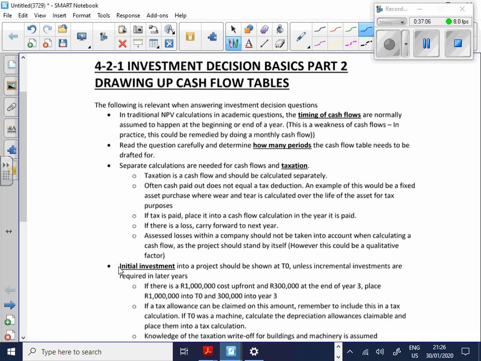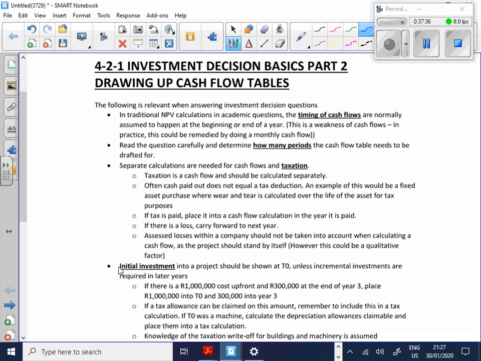Next. It says initial investments into a project should be shown at T0 unless incremental investments are required. If there's a 1 million cost up front and a 300,000 rand at the end of year 3, place 1 million into T0 and 300,000 into year 3. It says if a tax allowance can be claimed on this amount, remember to include this in a tax calc. If T0 was a machine, calculate the depreciation allowances and put them into the tax calc.